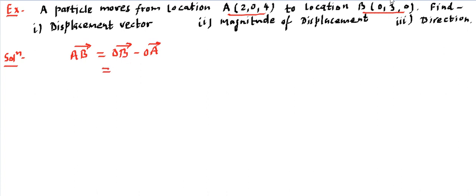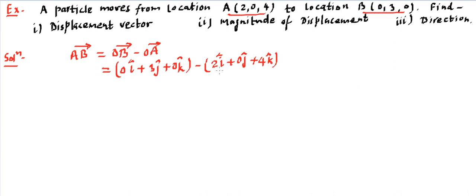Position vector of B will be decided by the coordinates of B, which is going to be 0 i cap plus 3 j cap plus 0 k cap. Now you can think of these zeros as being dropped because they will have no role to play in the calculation. So now we will go for the OA vector. In the OA vector we are going to get it as 2 i cap plus 0 j cap plus 4 k cap.